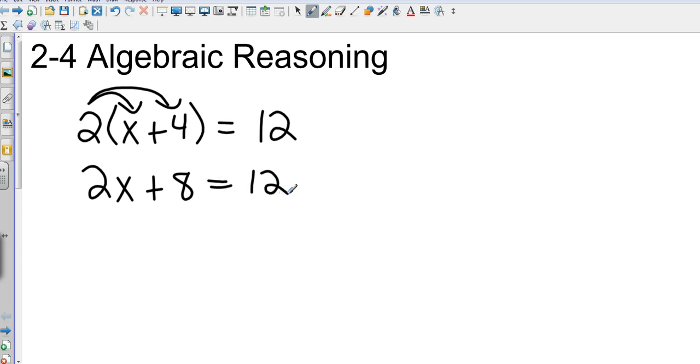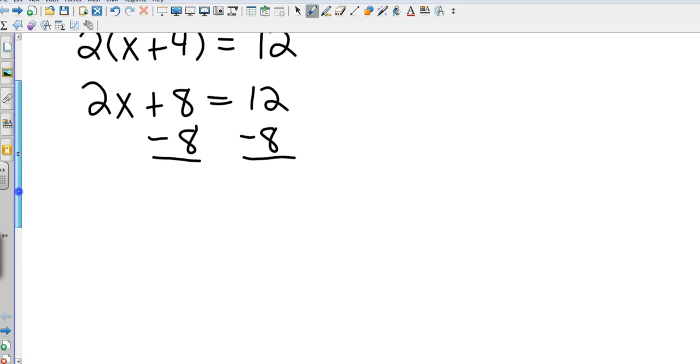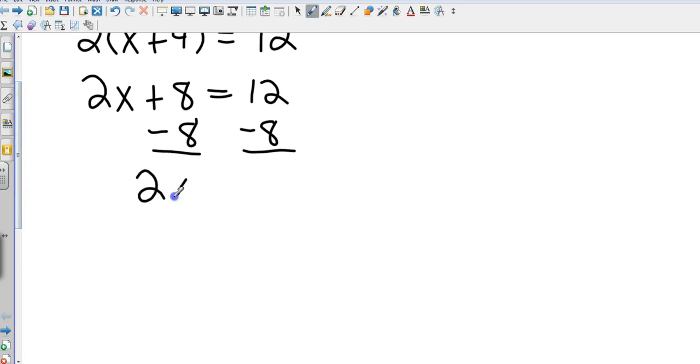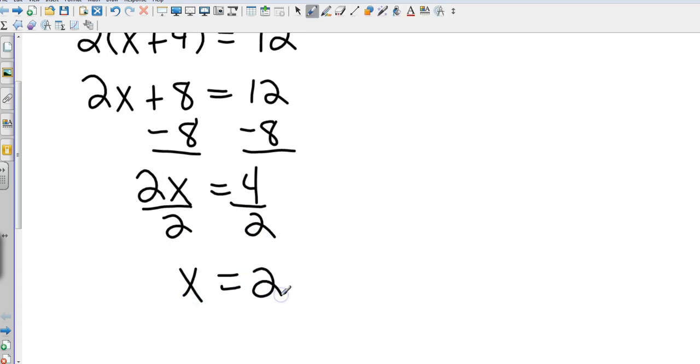Some of you are asking in the back of your mind, do I have to show all the steps, Mr. Renault? Yes, you do have to show all the steps, because in just a second we're going to bring the reasoning back into it. So then we would subtract 8 from each side. That would give me 2x equals 4. And then divide both sides by 2. And x would equal 2.